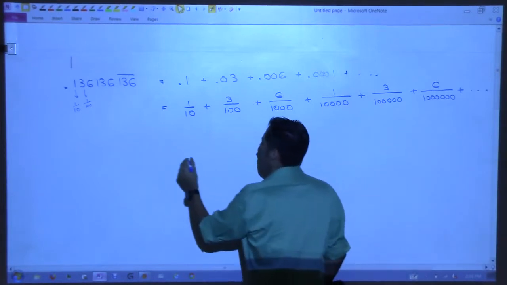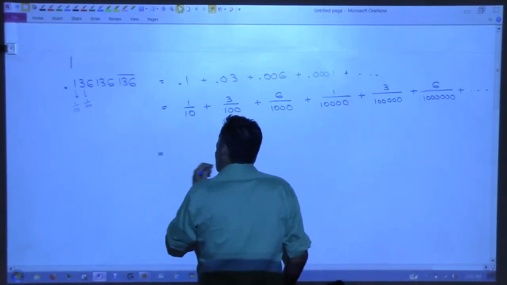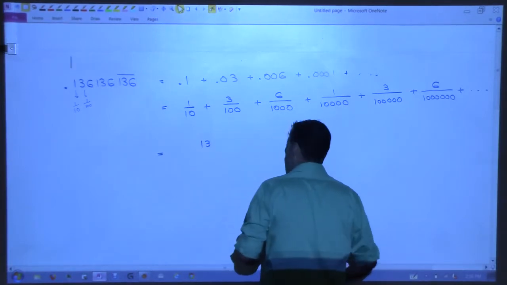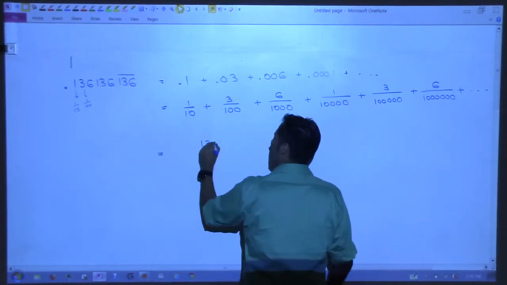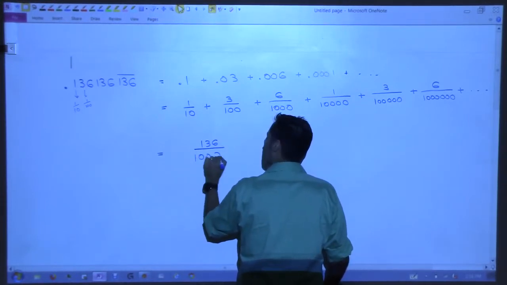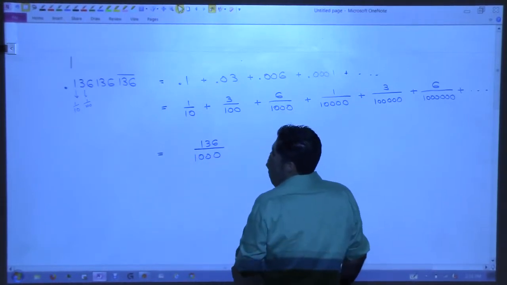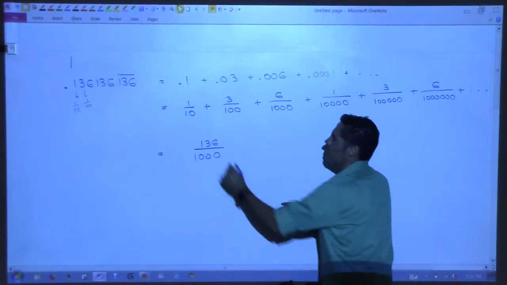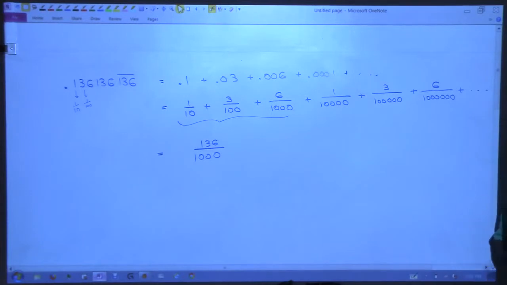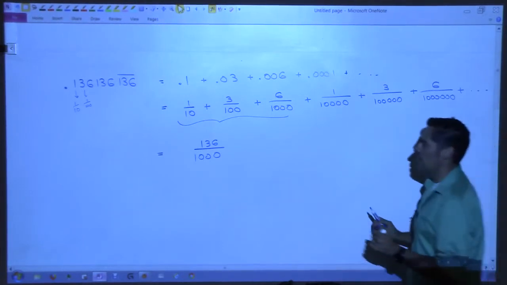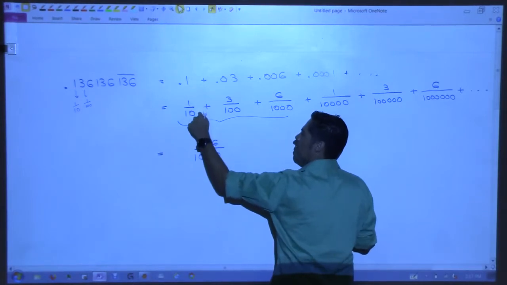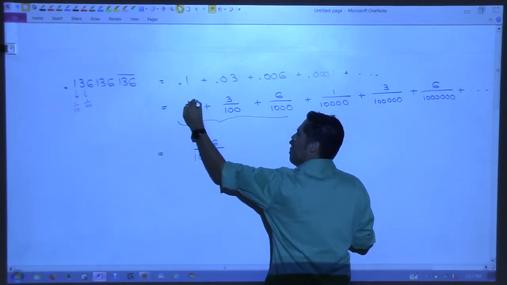What could we do here? Is this not the same as 136 over 1,000? Let's see. Is that these three right here? If I asked you to put just those three together with a common denominator, is that what it would be? I would have to multiply the top and bottom of this by what to get 1,000? 100?